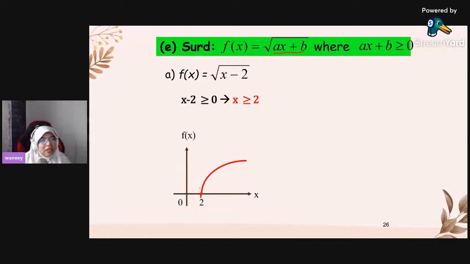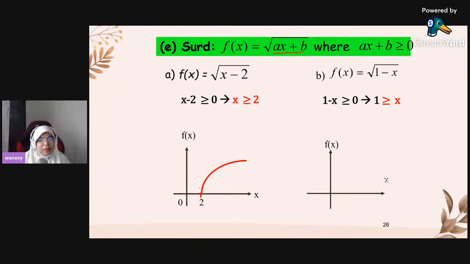Another one. If I have f(x) equal to the square root of 1 minus x, so I'm going to let 1 minus x be greater than or equal to 0. So I know that x will be less than or equal to 1. So x less than or equal to 1, make sure you have your axis ready. So where is 1? So x is less than or equal to 1, that means we are going to the left. Okay, so that is how the graph looks like.